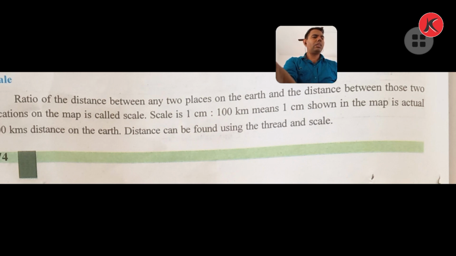After that, the scale, students. The ratio of the distance between two places on the earth and the distance between the two locations on the map is called scale. If the scale is 1 centimeter equals 100 kilometers, it means that 1 centimeter shown in the map is an actual distance of 100 kilometers on the earth. Distance can be found using a thread and scale.